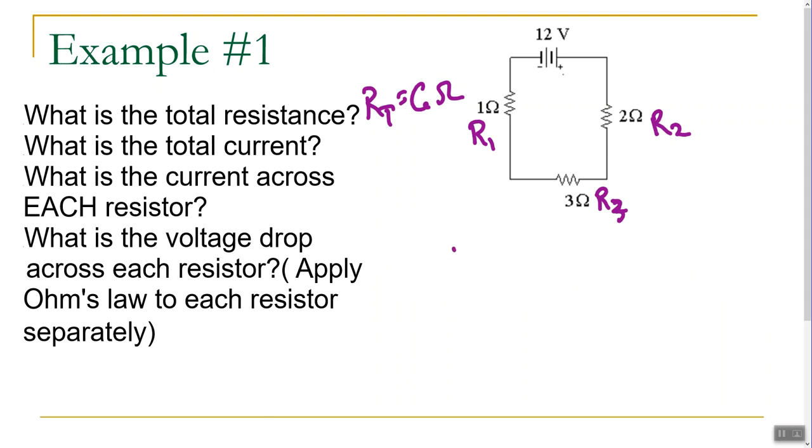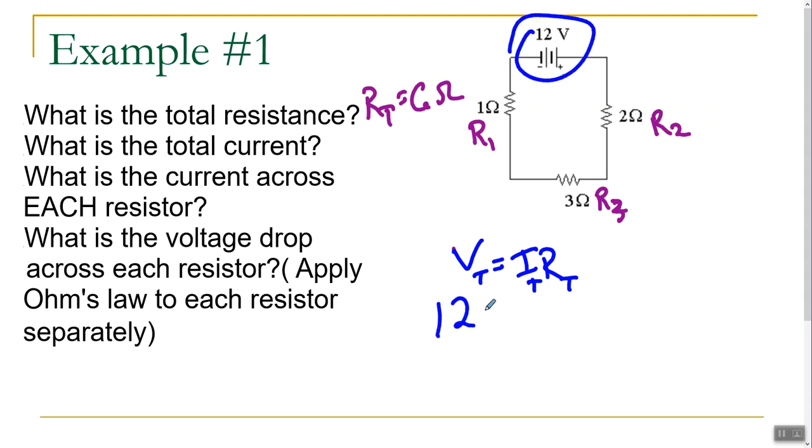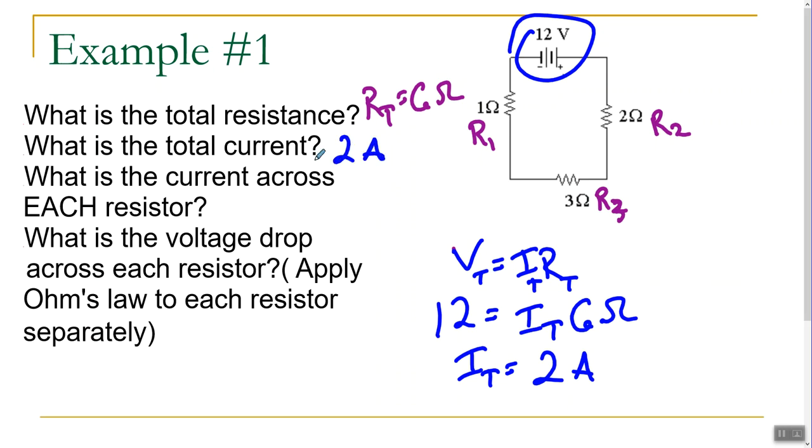Ohm's law, where does that get me? Well, if we know voltage equals current times resistance, we have to denote what we're looking at. So I'm going to throw those totals in there. Total voltage, which is given in the circuit, is 12 volts. We're looking for total current. Resistance total is already found to be 6 ohms. So this gives my total current to come out to be 2 amps. So my total current is 2 amps.